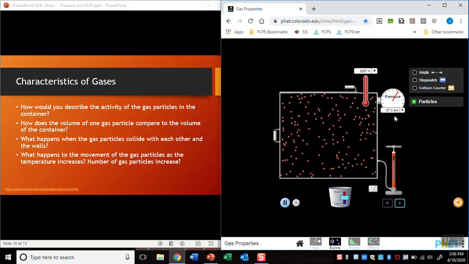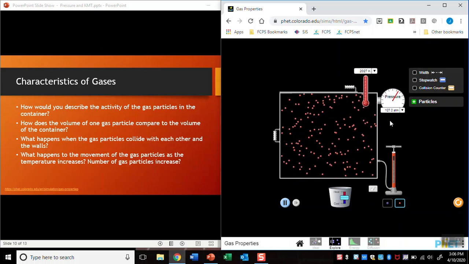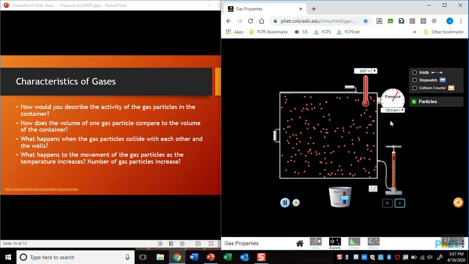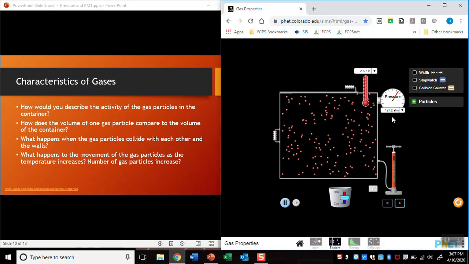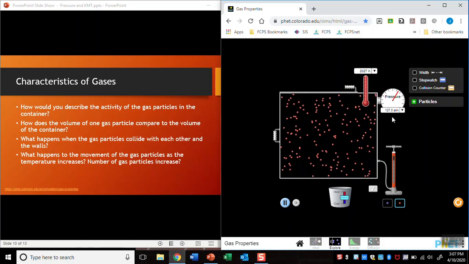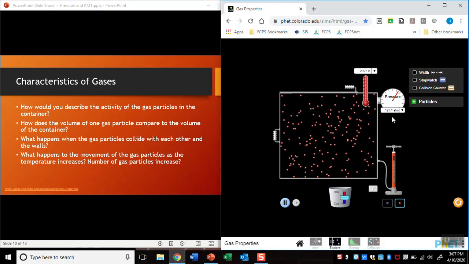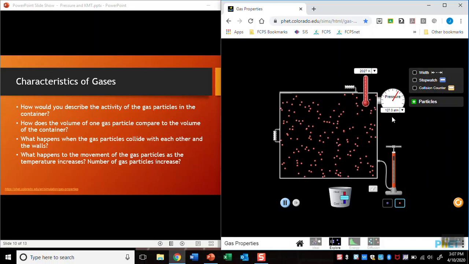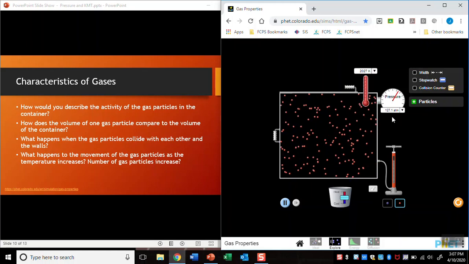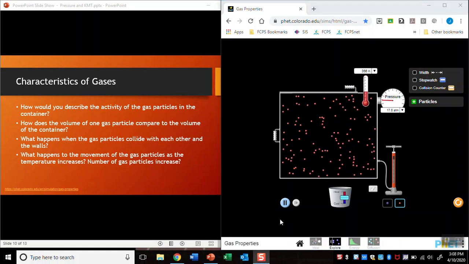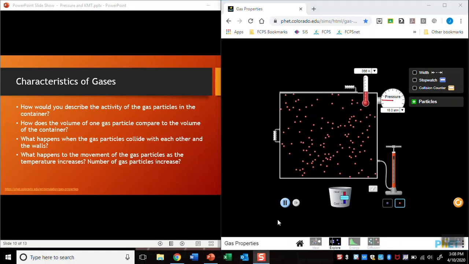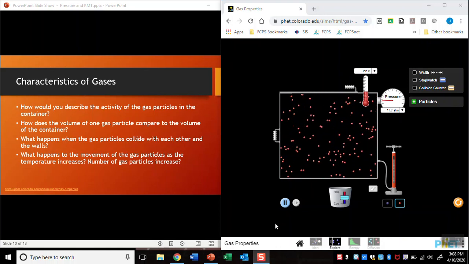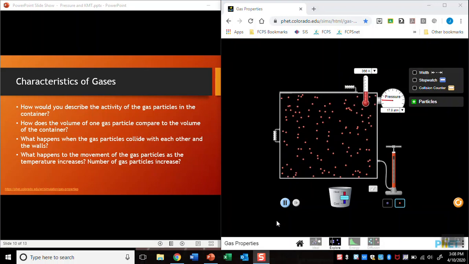And what do you see happening to the pressure? The pressure also increased, right? Do you think that there is a relationship between how fast they're moving, or the collisions that are occurring, and the pressure? Think about it. Okay, let's answer the last question here. What happens to the movement of the gas particles as the number of gas particles increase?